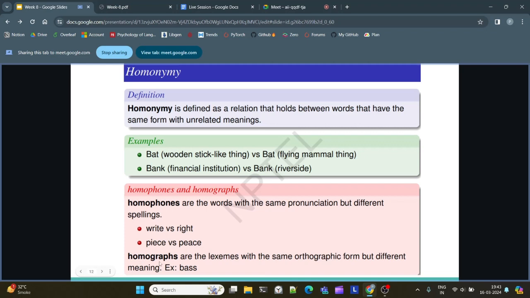Another thing is homographs. Homographs are lexemes which have the same orthographic form but different meaning. So here we have the word bass, which in one case is related to music, I guess, and another one is, I think, fish. Yeah, correct. So it's the same spelling but associated with two different senses. Okay. So these are the two things.